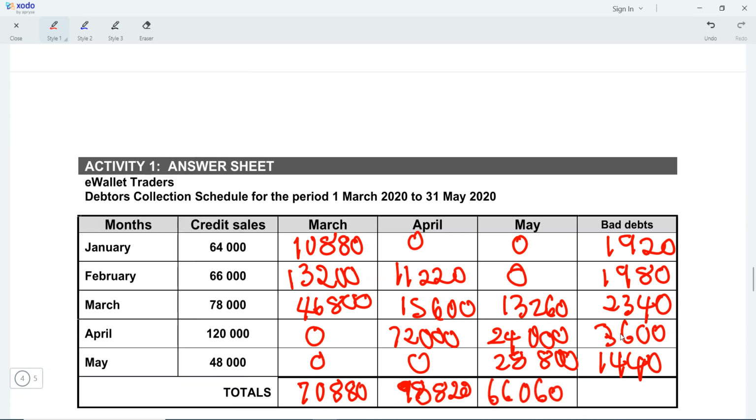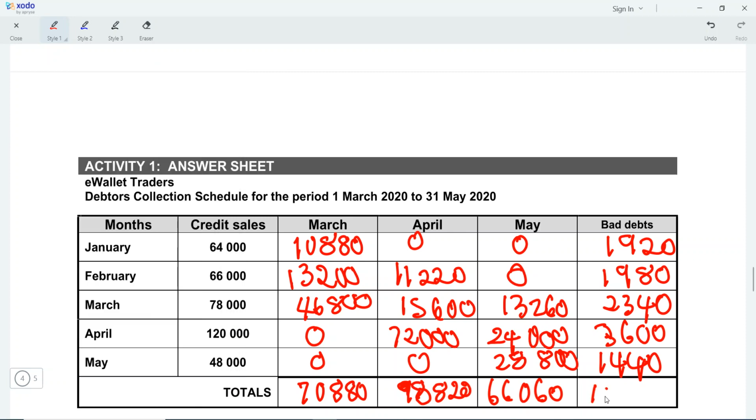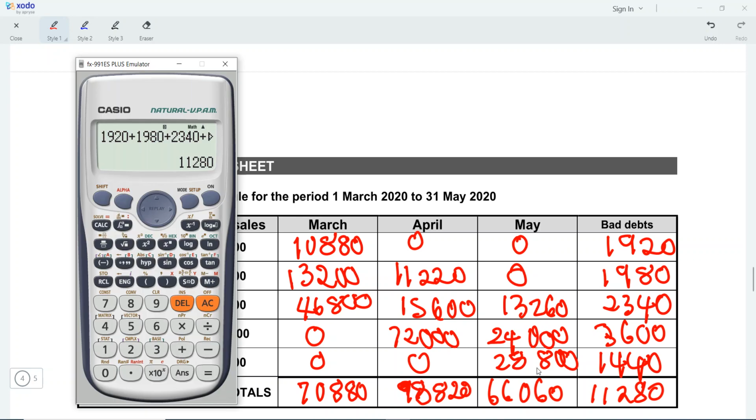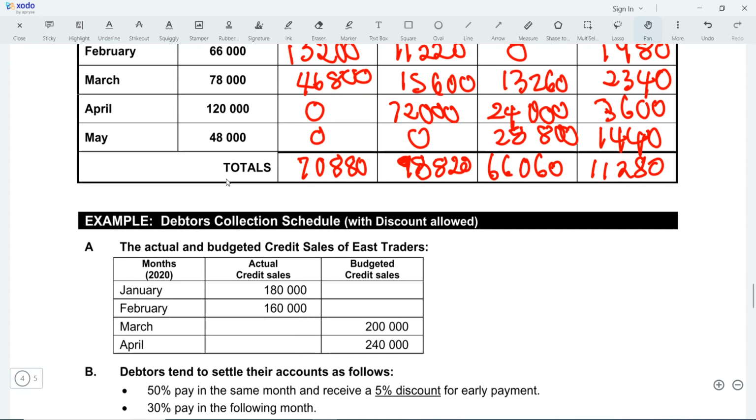And then we can also add the total of the bad debts because there's a mark for that. So 1,908 plus 1,980 plus 2,340, and then plus 3,600, and then also plus 1,440. It is giving us 11,208. So our total here will be 11,208, and then you'll be done with answering this activity. We can then compare with the solution if they do have it attached to this.